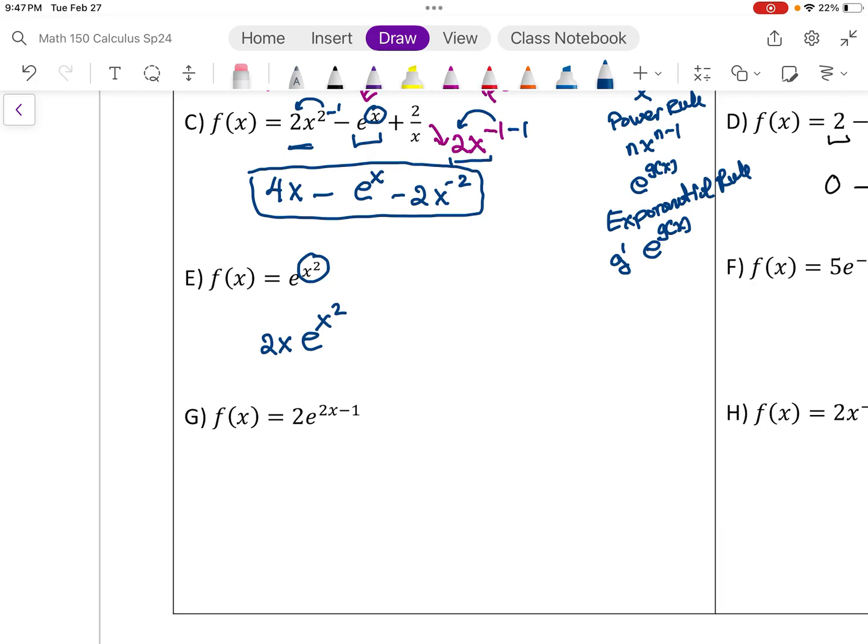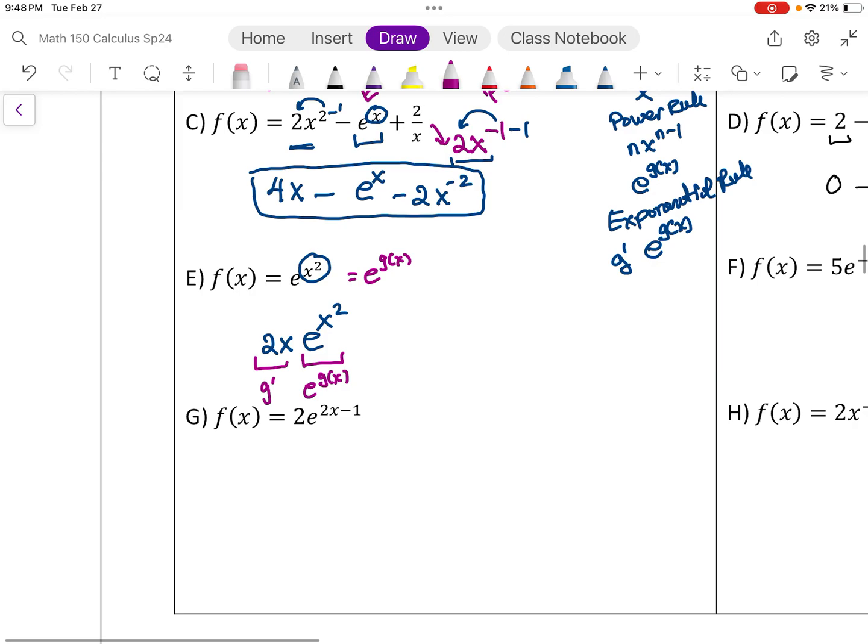All right, so this was the original function. This is the g prime. This is e to the g of x. We started with e to the g of x. So we have e to a function, derivative, you copy down e to that function multiplied by g prime, which is the derivative of the exponent.